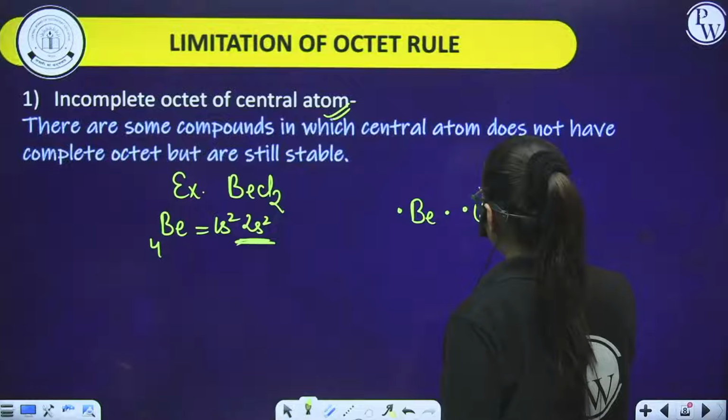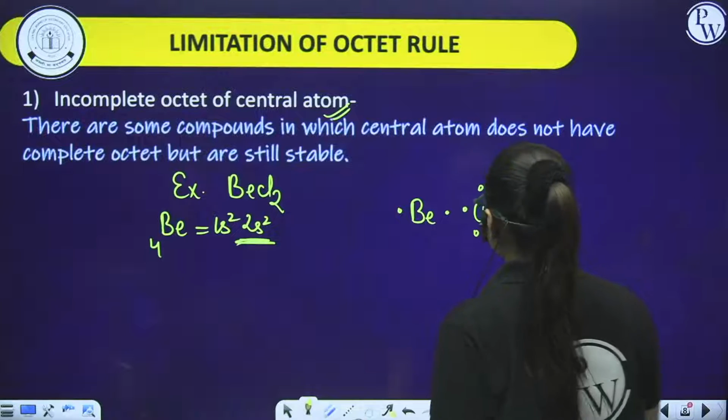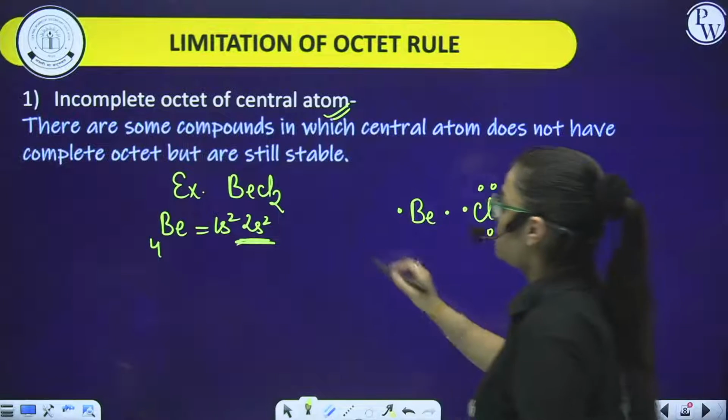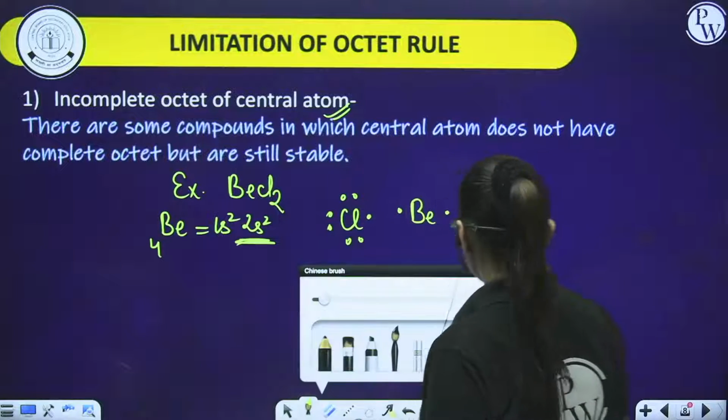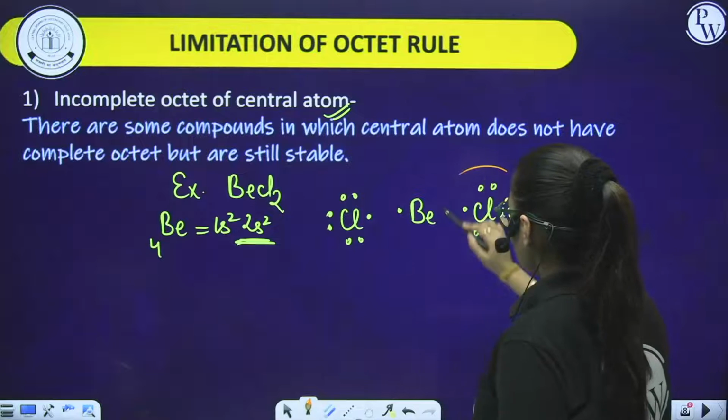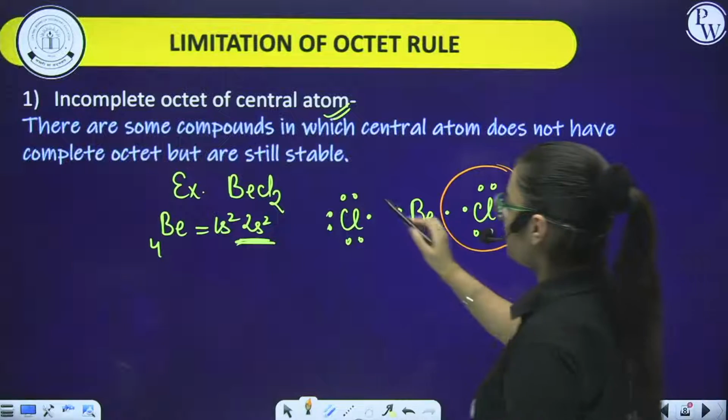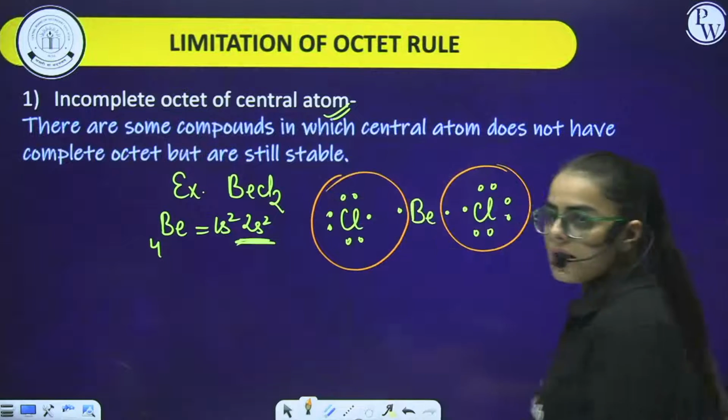Chlorine basically has 7 electrons. So we are going to represent it like this: 1, 2, 3, 4, 5, 6 and 7. Similarly, the other chlorine also holds 7 electrons, so it will be represented like this. Now see, students, basically each chlorine gets 1 electron from beryllium, and over here also, so it completes its 8 electrons.